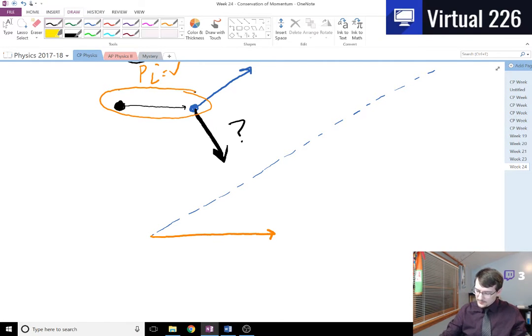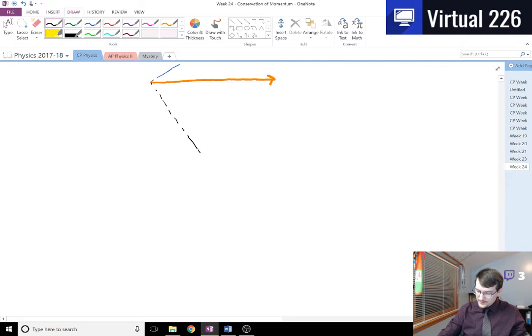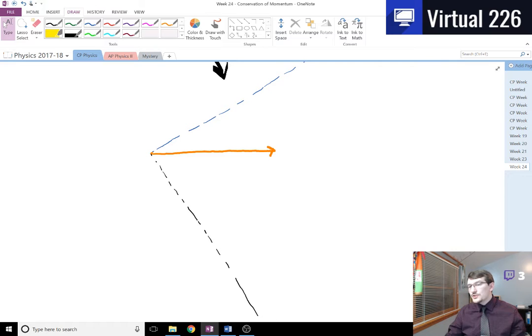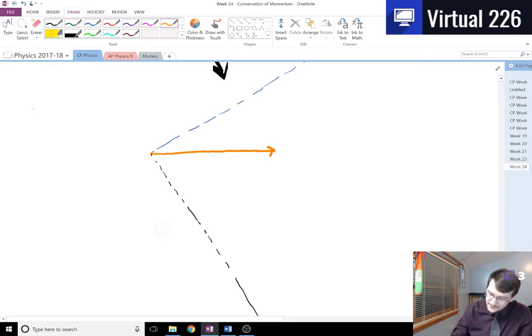On the flip side, we also know that the cue ball goes down like this by some amount, but once again, I don't know how far. But what we do know is that if we add these values up via the head-tail method, that initial momentum has to equal the final momentum of the 3 ball plus the final momentum of the cue ball.